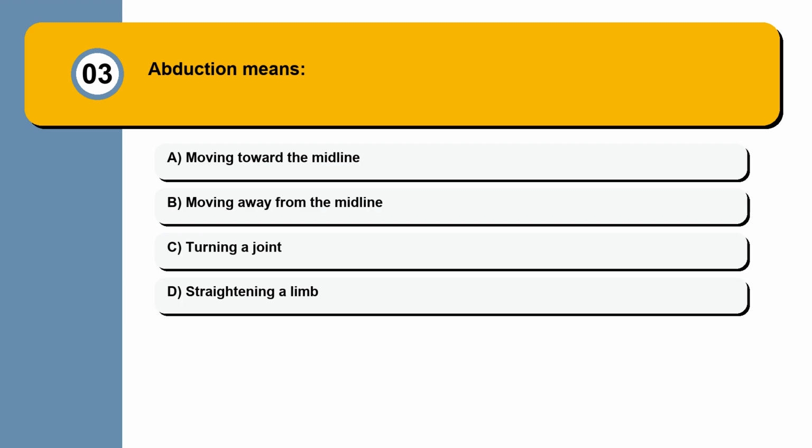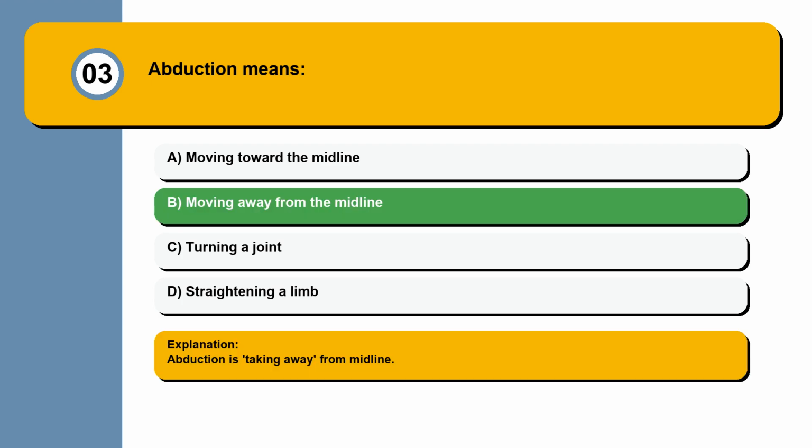Question 3. Abduction means moving toward the midline, moving away from the midline, turning a joint, straightening a limb. Abduction is taking away from midline.